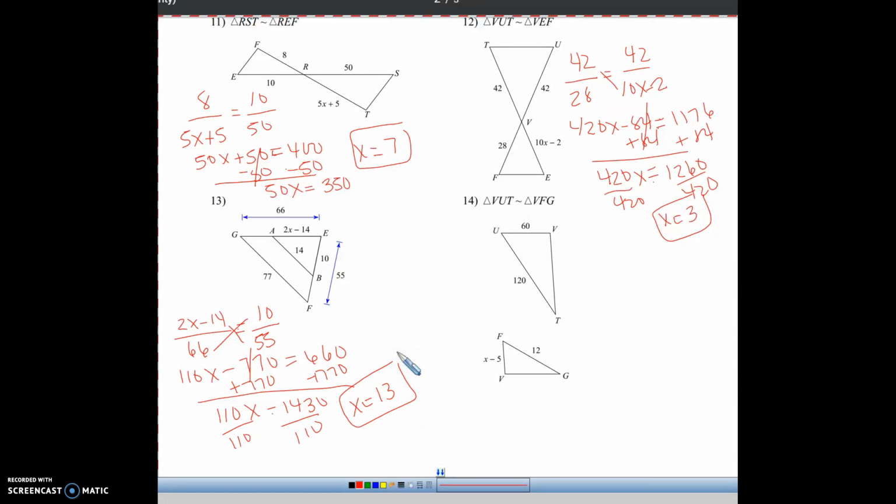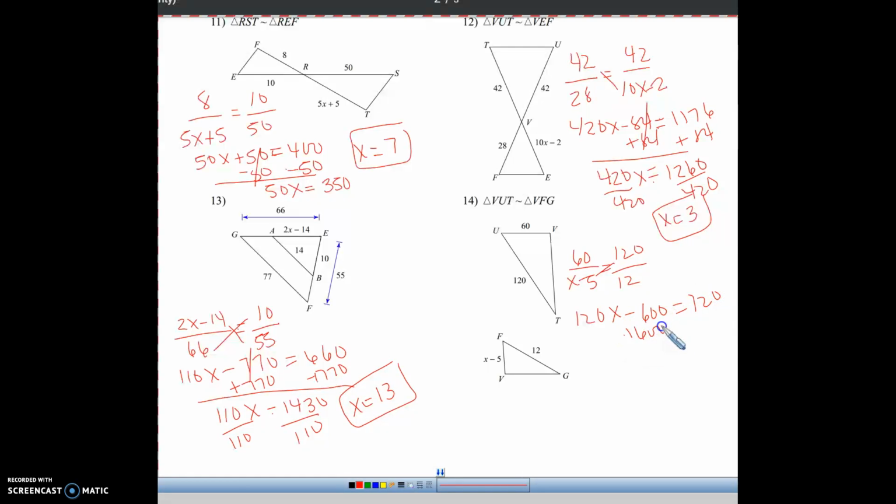And then 14, same thing. Doesn't matter which triangle you start with, what side you start with. I'm going to do UV, 60. UV goes with FV, which is x minus 5, equals 120 over 12. Cross multiply, that's going to give me 120x minus 120 times 5, minus 600, is going to equal 60 times 12, which is 720.